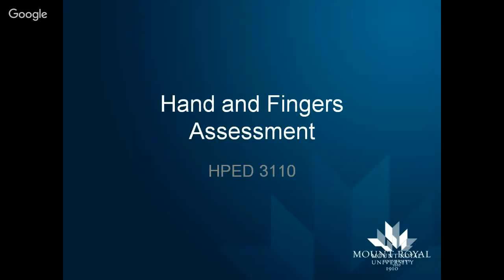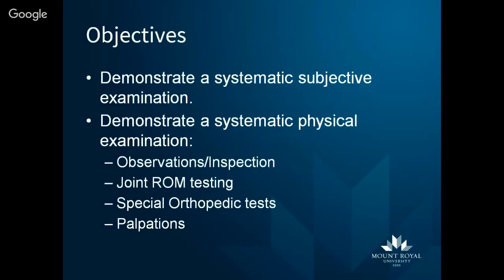This presentation is on hand and fingers clinical assessment. At the end of this presentation, you should be able to demonstrate a systematic subjective exam and demonstrate a systematic physical exam consisting of observations and inspection, joint range of motion testing, special orthopedic testing, and palpation.